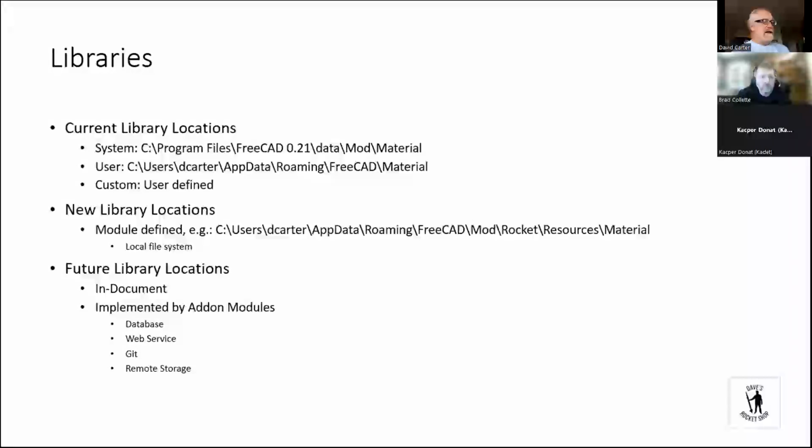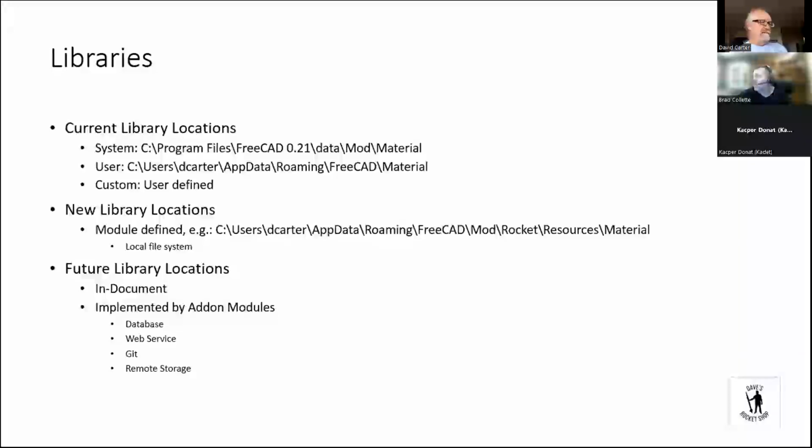Okay, so one of the first concepts I want to discuss is that of libraries. Materials already have libraries. Currently, there are libraries in 3 potential locations. The system libraries, which include the standard list of materials that you're already familiar with.